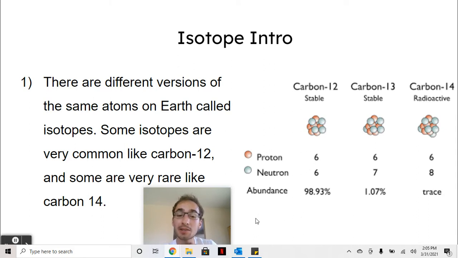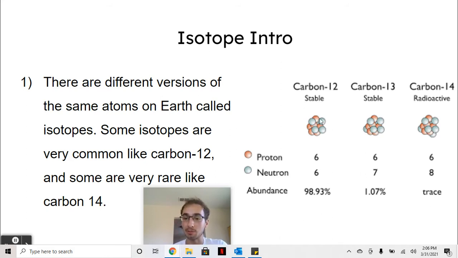So basically what makes carbon is the amount of protons. So if something has 6 protons, it'll be carbon. But you can change the neutrons, and that'll still make it carbon as long as it has 6 protons. And isotopes, as you can see, can be very common or very rare.